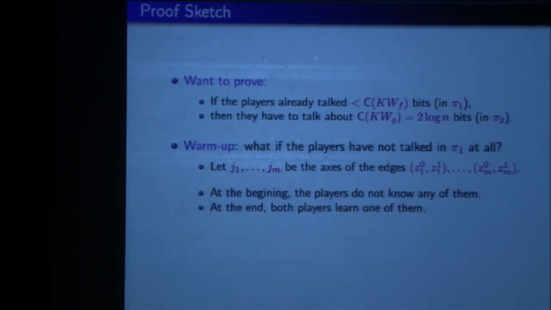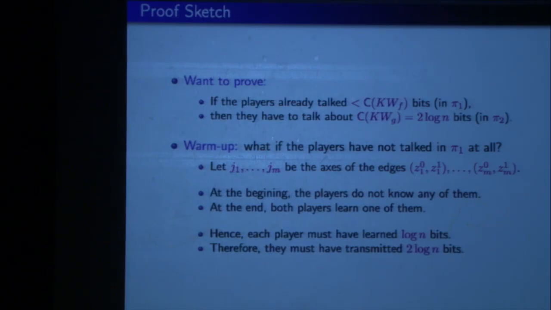So we make a similar argument to what we had before. At the beginning, the players don't know anything about those axes. And at the end of the protocol, they must have learned at least one of these axes. So again, each of them has learned log n bits, and the total communication complexity of the protocol must be at least 2 log n bits.